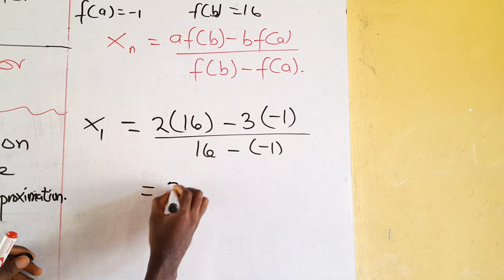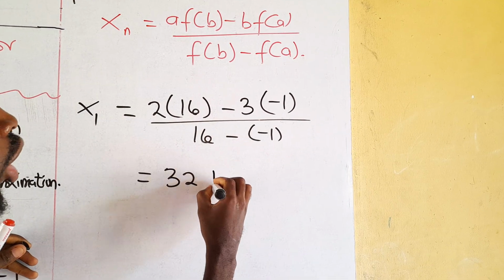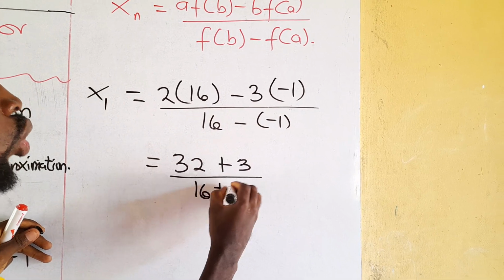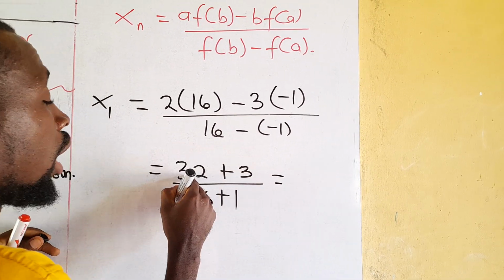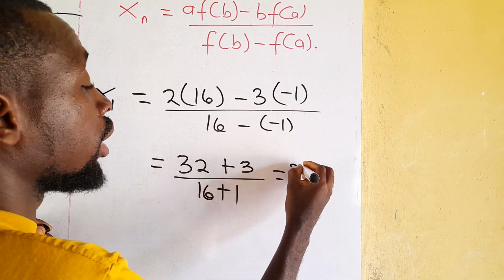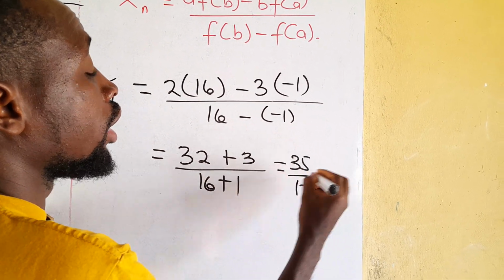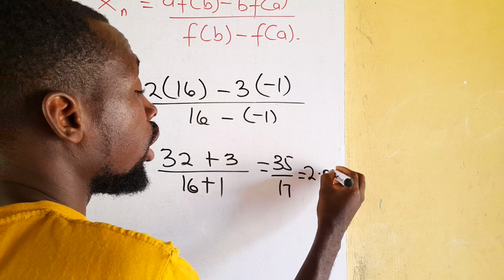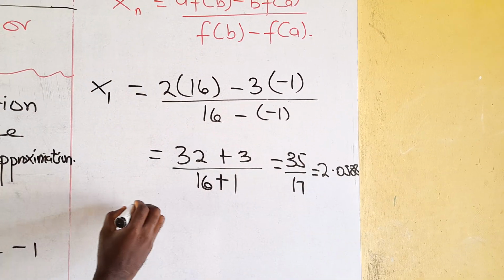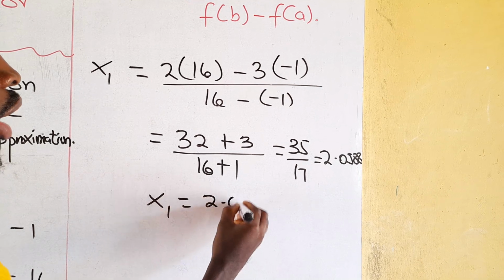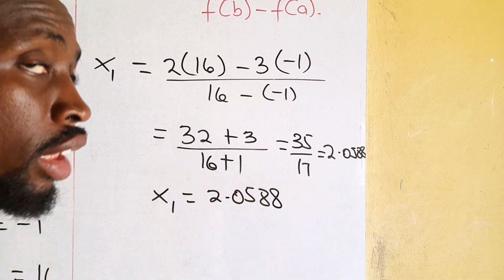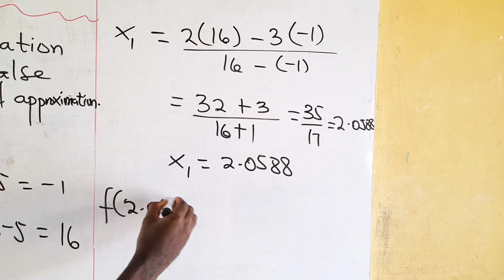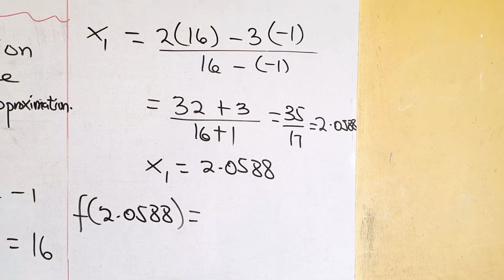So 2 times 16, that will be 32. -3 times -1, that will be plus 3, over 16 minus -1, that will be 16 plus 1. So 32 plus 3, that will be 35 over 70. And 35 divided by 70 will give me 2.0588. So we know that our x1 is equal to 2.0588. Now we find f of 2.0588 and see the outcome that will produce.